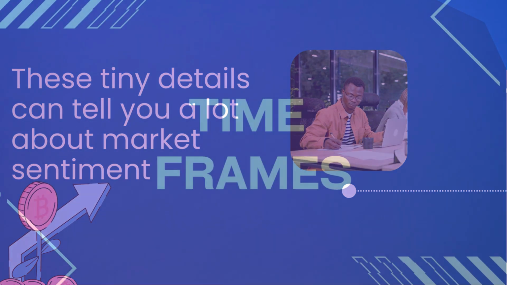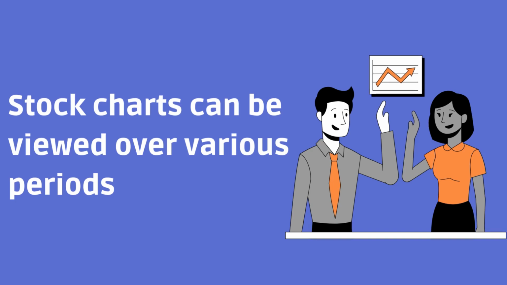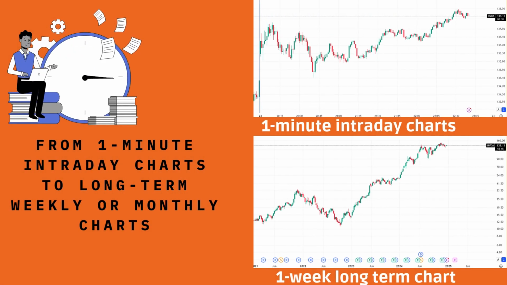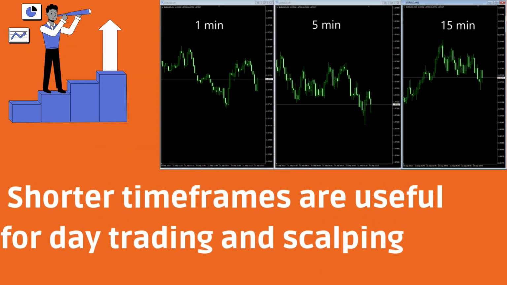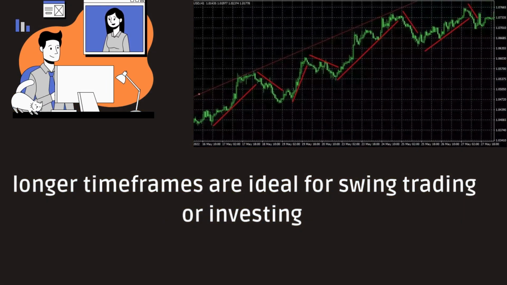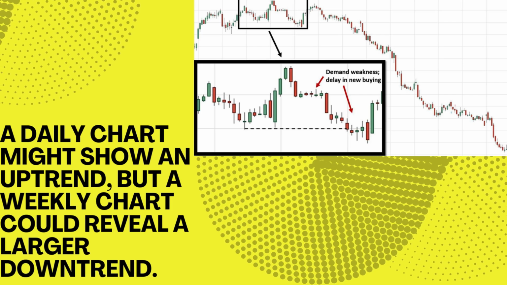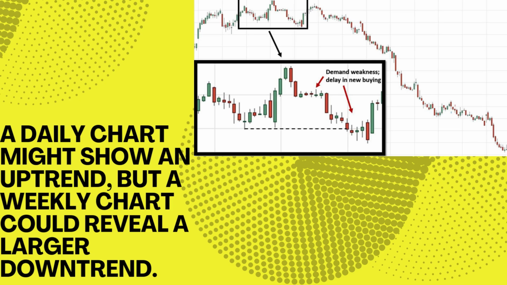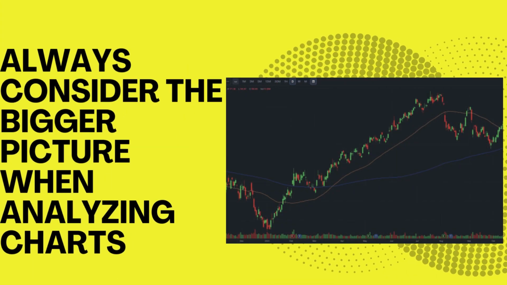Now let's talk about time frames. Stock charts can be viewed over various periods, from 1-minute intraday charts to long-term weekly or monthly charts. Shorter time frames are useful for day trading and scalping, while longer time frames are ideal for swing trading or investing. For instance, a daily chart might show an uptrend, but a weekly chart could reveal a larger downtrend. Always consider the bigger picture when analyzing charts.